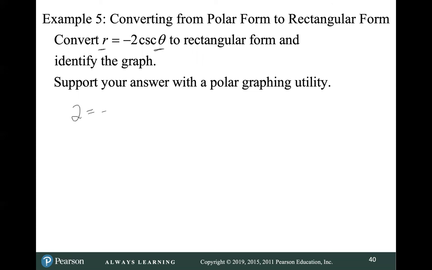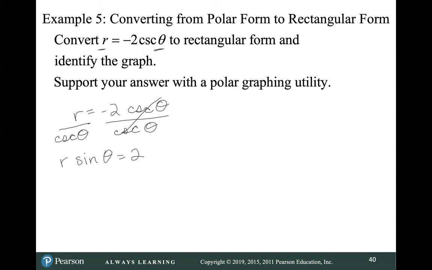So if I know that r equals -2 cosecant theta, then I can divide both sides by cosecant theta. We didn't have any identities with cosecant. So if I divide by cosecant of theta, now I can reciprocate that. And the reciprocal of cosecant is sine. So this becomes r sine of theta equals 2. That makes us happy because we know an identity for r sine of theta for polar coordinates. R times sine of theta is y. Y equals, I drop my negative, -2. So that's the equation in rectangular form.